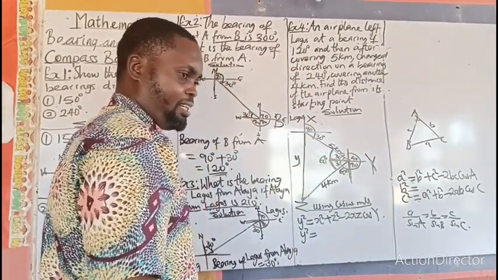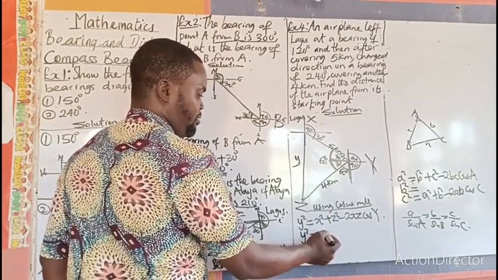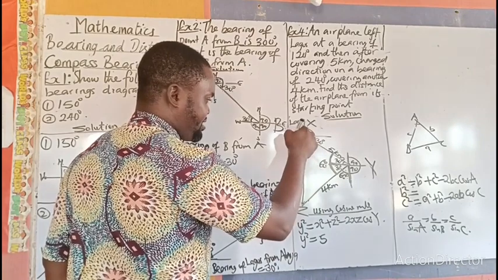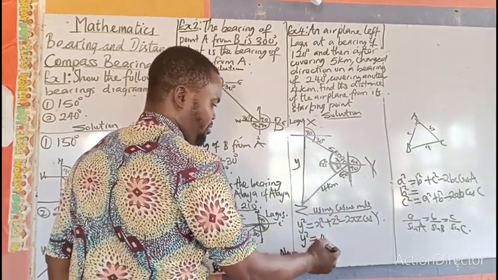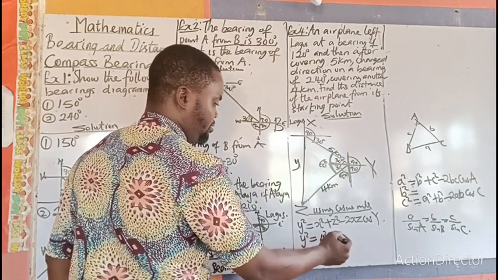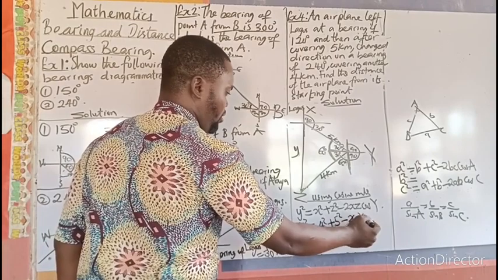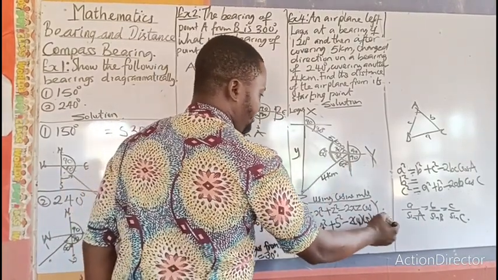Do you understand that? So we have y squared is equals to what? x squared plus s squared minus 2xs cos y. Your small x will be what? 4. Are you getting it? 4 squared plus 5 squared minus 2 times 4 times 5, cos, what's our y? 60 degrees.